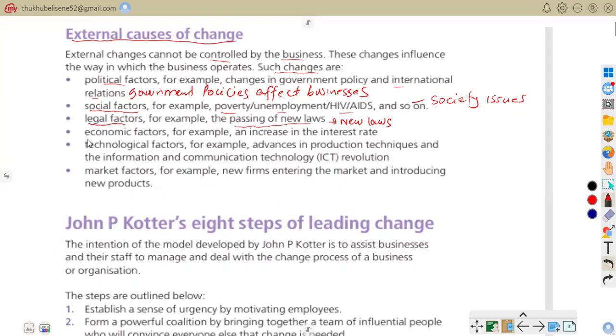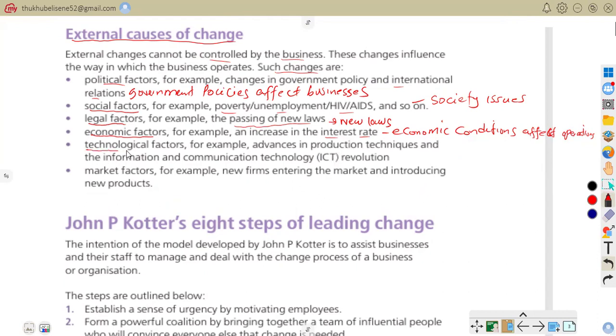Another external factor is the economic factor, for example, an increase in interest rates. Here we are talking about economic conditions. The economic conditions affect operations. Once the interest rates increase, that is going to affect the operations of the business.